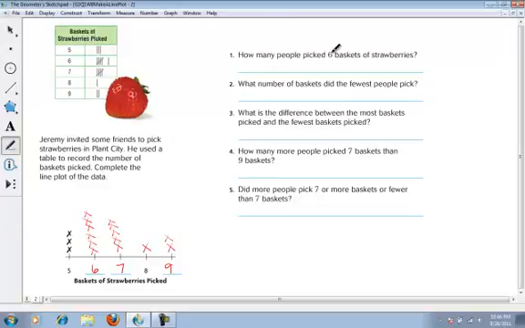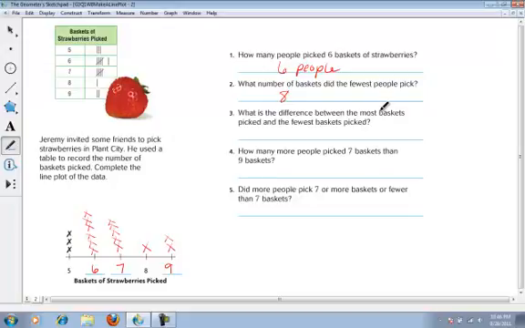How many people picked 6 baskets of strawberries? Well, let's look down here at the 6 on our number line. We can count the X's to see how many people. 1, 2, 3, 4, 5, 6. It looks like 6 people picked 6 baskets of strawberries. What number of baskets did the fewest people pick? Well, I only see one X here by 8, so it must be 8 baskets.